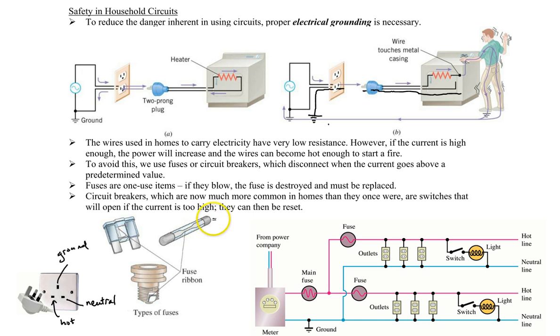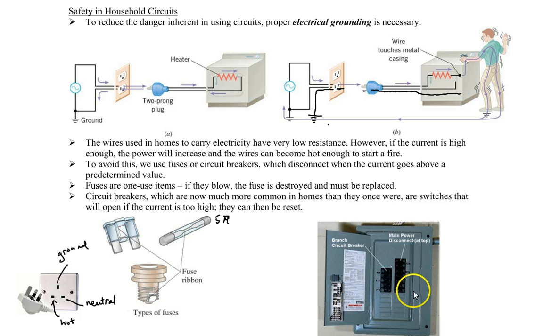So if this was, for example, a 5 amp fuse, and you were to go above 5 amps, this little wire would break and no more current would go through this section, and so suddenly all these electrical outlets would go out. So that is one type of device that you can use within the household.